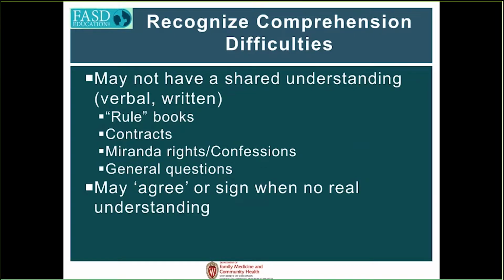So this is a population that might agree or sign something, saying I understand the rules, when really there isn't any understanding. And it's our responsibility to check in on that and to make sure they understand what's being signed or what's being expected.